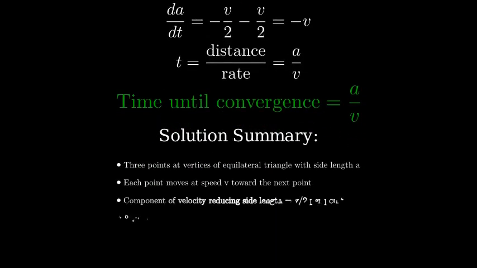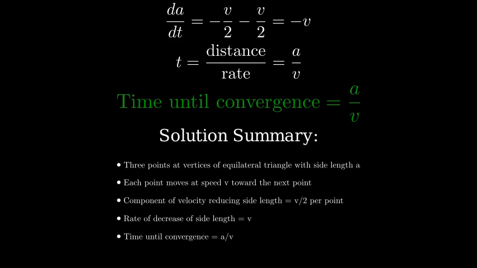Let's recap the solution. We started with 3 points at the vertices of an equilateral triangle with sides of length a. Each point moved at speed v toward the next point. We found that the component of each point's velocity that contributed to reducing the side length was v over 2, with 2 points moving toward each other. Each side decreased at a rate of v. Since the distance to be covered was a, the time until convergence is simply a divided by v.